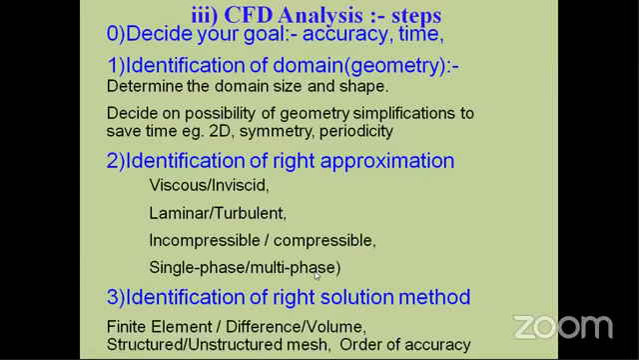Then we have to select the right approximation. Like whether it is finite difference or finite volume, or whether it is a structured mesh, or the order of accuracy that we have to select. But in most cases, whether it is finite difference, finite volume or finite element is decided by the software. We cannot change that. Okay. But earlier this was the option when we were preparing our own programs or codes.